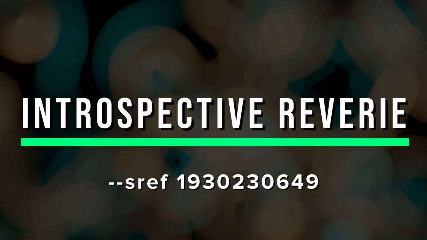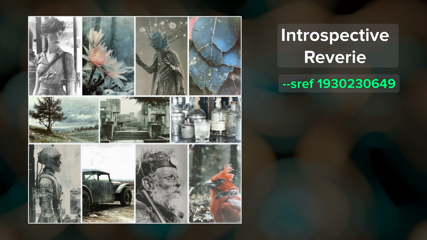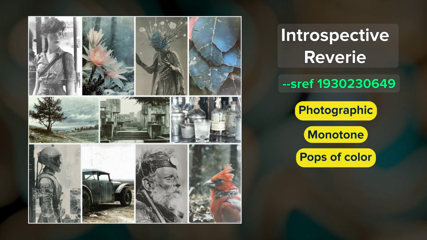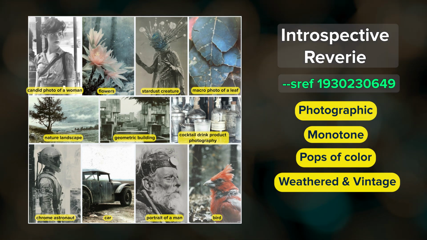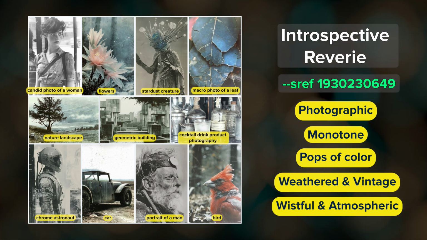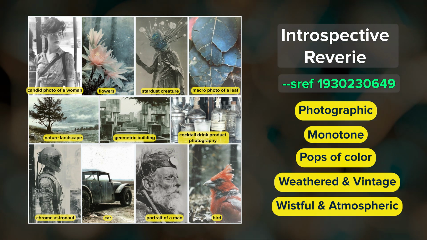Next up, introspective reverie. This is one of my favorites that I've come across so far. Most of the images are photographic and monotone with an occasional pop of color like the pink in the flowers. I love the weathered vintage look, and there are artifacts that I think sometimes make the images resemble aged black and white magazines. There are also wistful, atmospheric, and otherworldly elements that show up in many of the images.